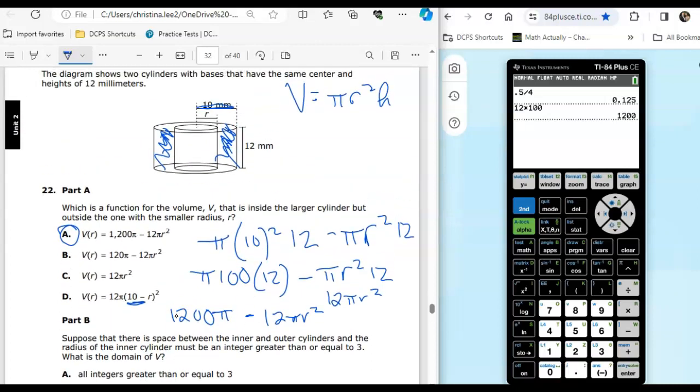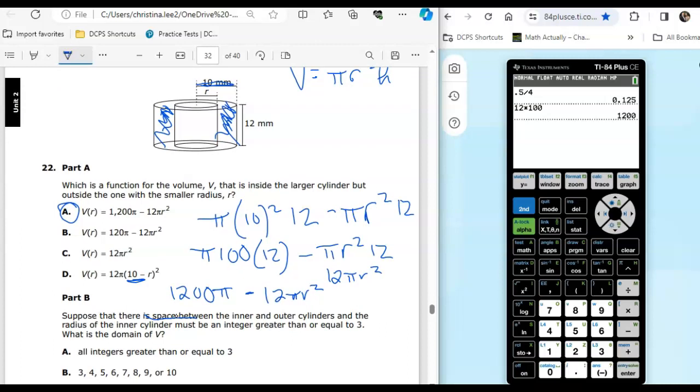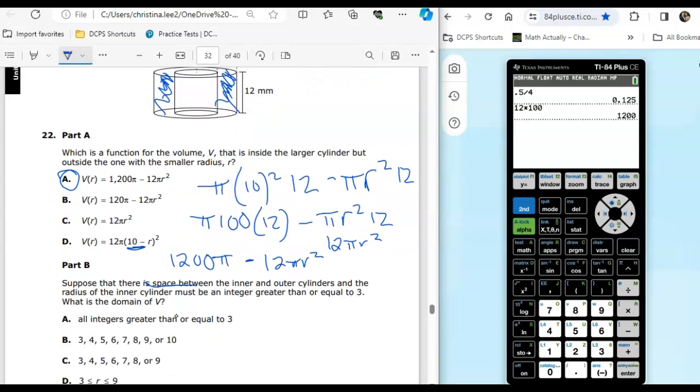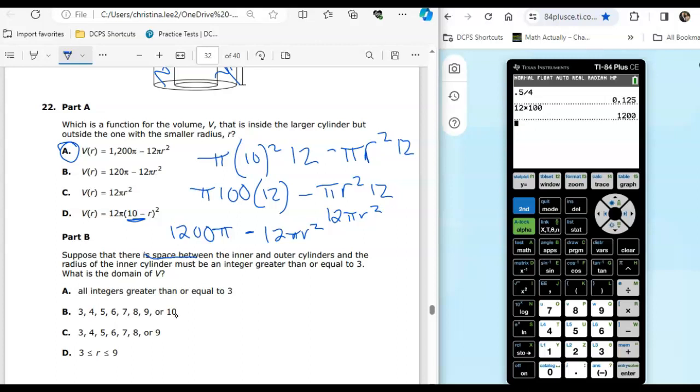Well, the radius of the outer circle is 10, and it says suppose there's space between the inner and outer cylinders. That means that it can't be more than 10. It has to be less than 10. And it says that it's an integer, meaning it's a whole number. So the radius of the inner circle can't be more than 10. It also can't be 10, because if it was 10, then there would be no space between the two circles.